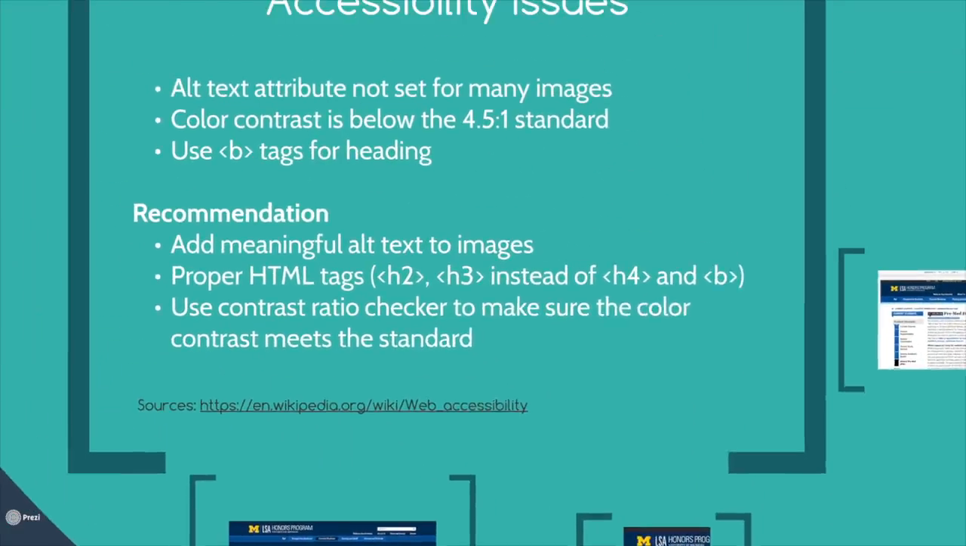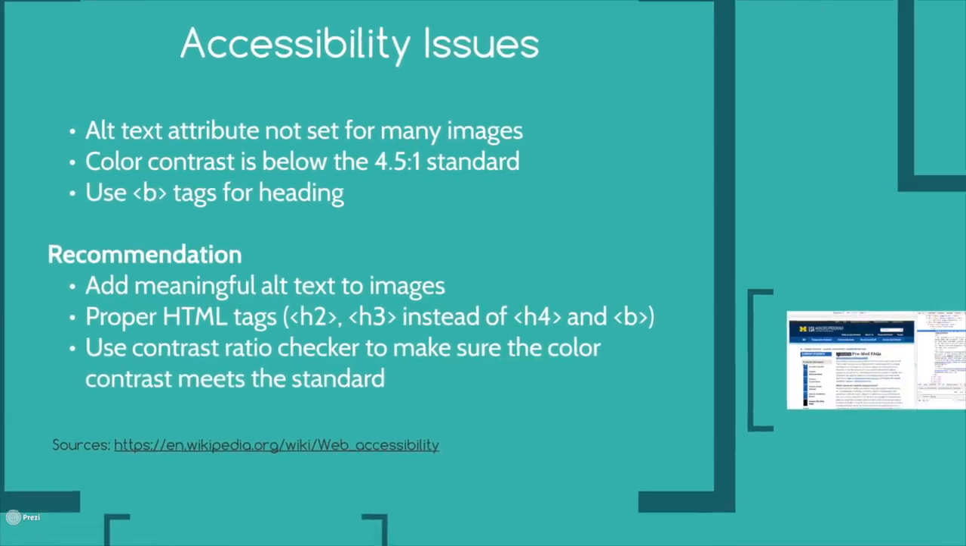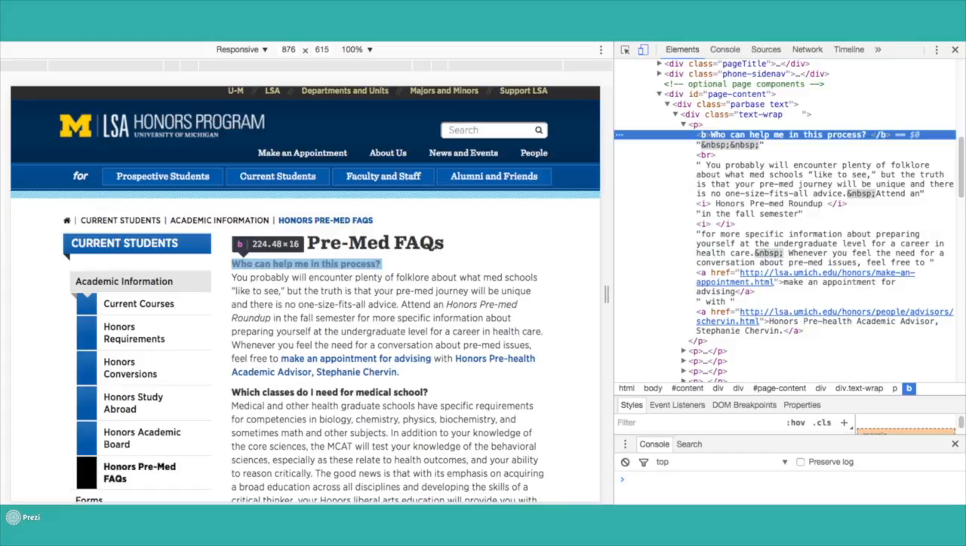Finally, using HTML heading tags in a more consistent hierarchy will improve the accessibility of the site. Heading tags communicate the information hierarchy to people who use screen readers. Headings at level 1 are broader and more general than headings at level 2, and so on. Currently, on the LSA Honors site, bold tags are often used instead of heading tags, which can keep screen readers from skimming the web page.